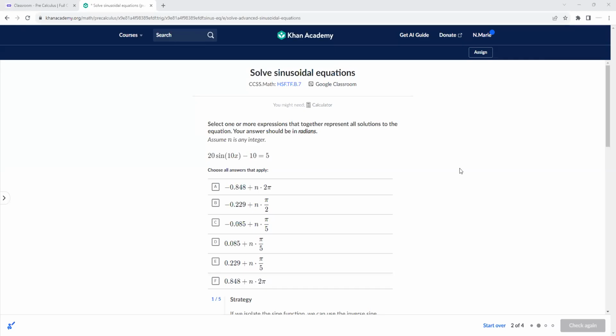Okay, so in this video, we will be solving sine equations. So these are pretty similar to solving equations. We want to solve for what x can be.